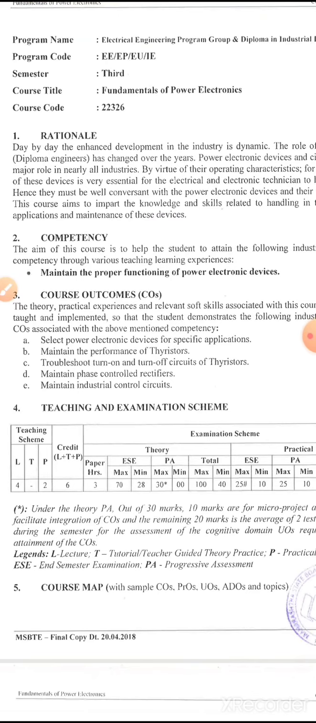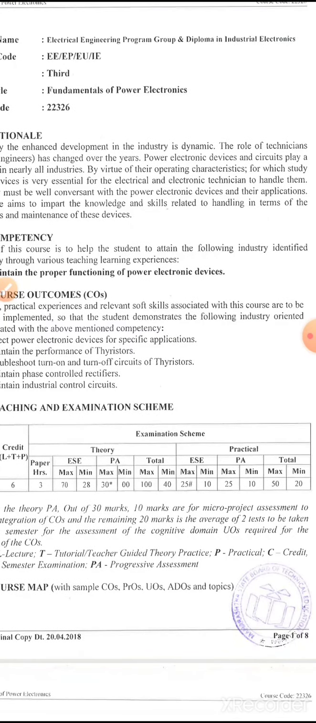Now next is the teaching and examination scheme. Your whole syllabus contains 150 marks, which is divided into two parts. One is theory and the second is practical. Theory is 100 marks, in which the end semester exam, that is ESE, is 70 marks, and PA, progressive assessment, is 30 marks. Also in the practical there is an end semester exam of 25 marks, which includes an external exam, and PA means progressive assessment is 25 marks. That means theory is 100 marks and practical is 50 marks, so the whole subject is 150 marks.